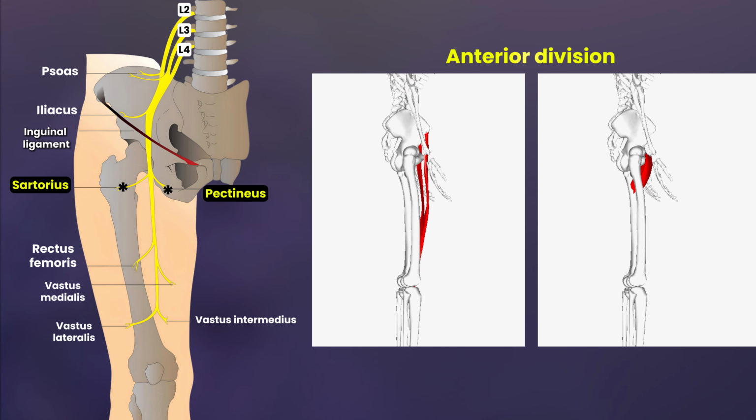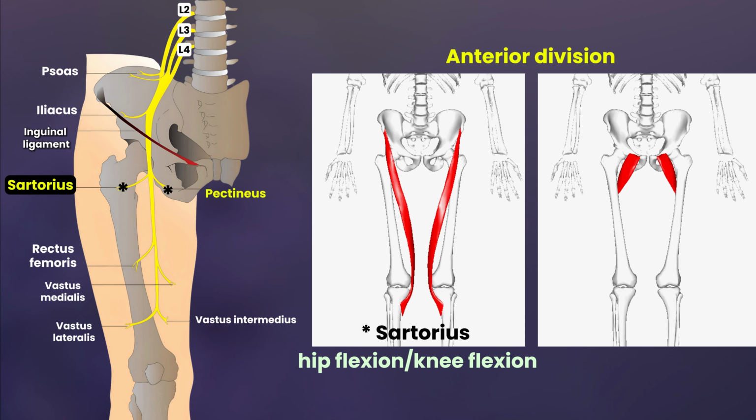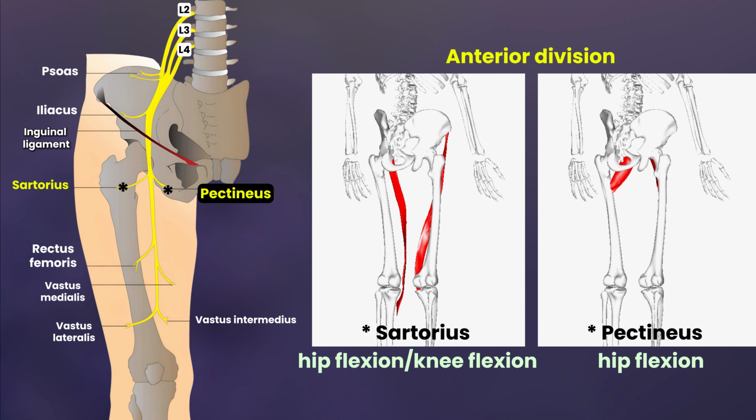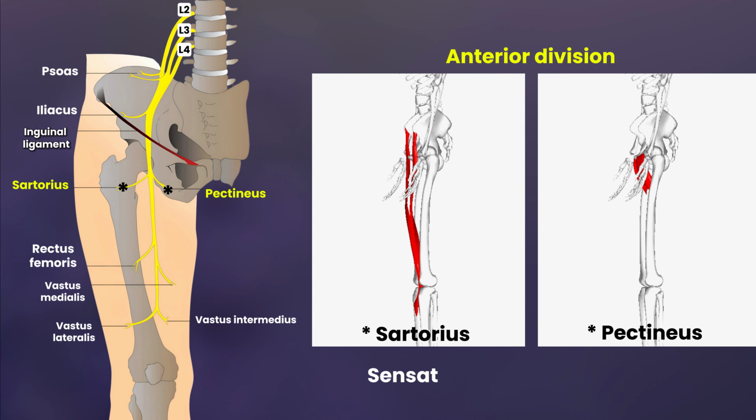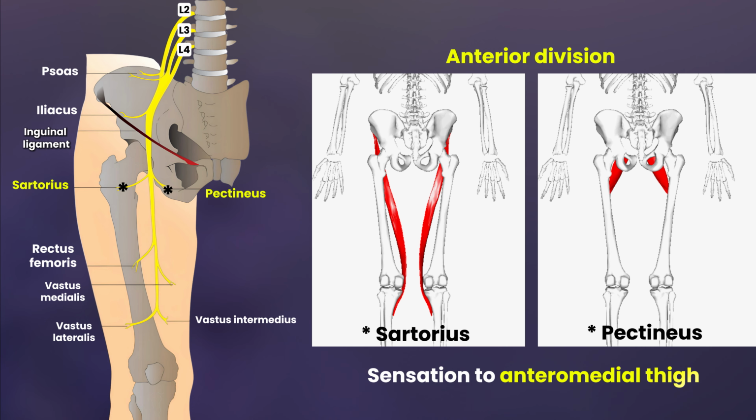The anterior division of the femoral nerve. It gives muscular branches to the sartorius, hip flexion, knee extension, and pectineus muscles, hip flexion. The anterior division supplies sensation to the anteromedial thigh.